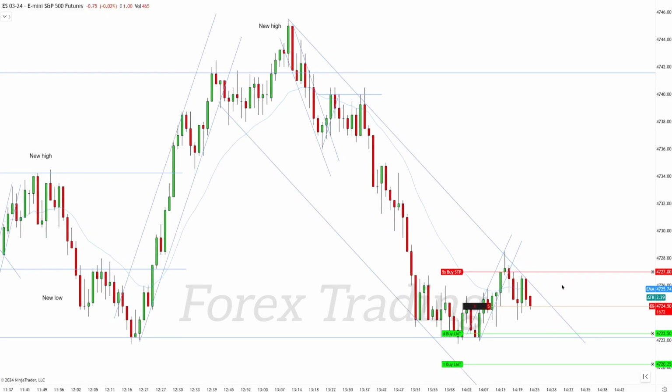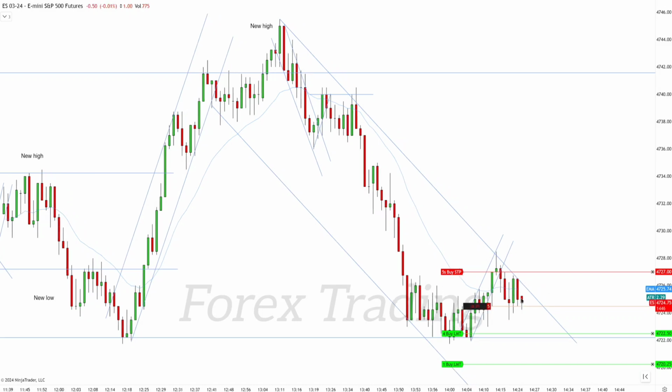So far the downtrend is still in play. We broke the main downtrend, so trendline rule says we need to get new low. I'm looking for a lower high confirmation setup so I can sell to get the new low.